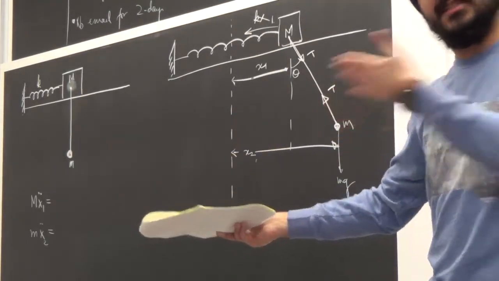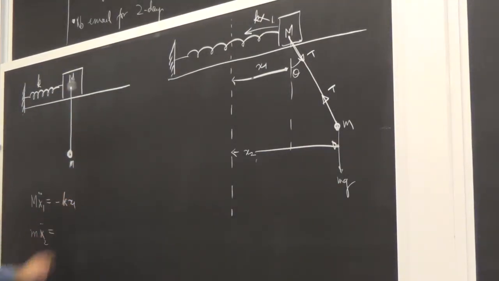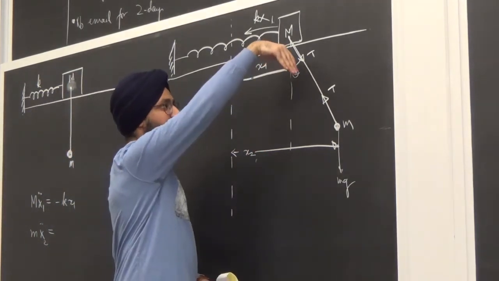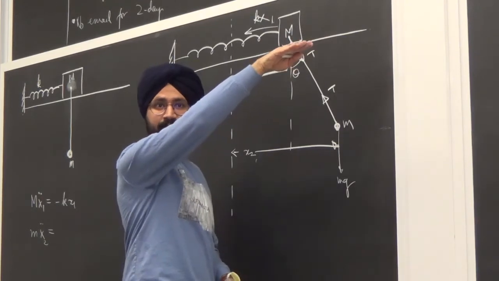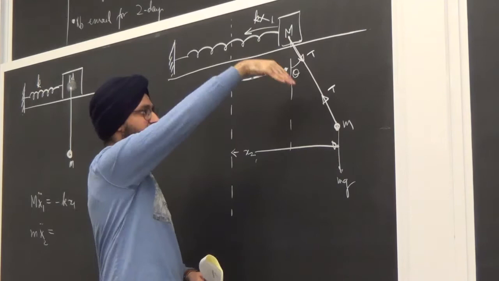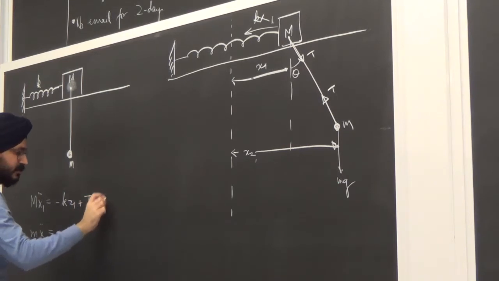There's a spring force on the negative side, so that's minus kx1. What else? The tension forces, horizontal component. So this angle is theta. What's the component in the horizontal side? Cosine or sine? Sine. The cosine is the vertical one. It's in the positive direction by convention here in the figure. So it's T sine theta.